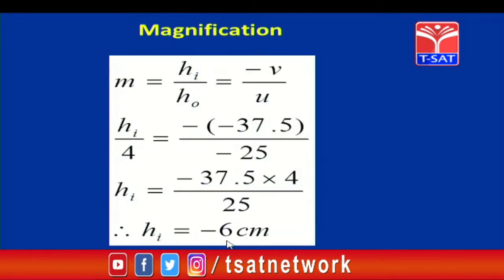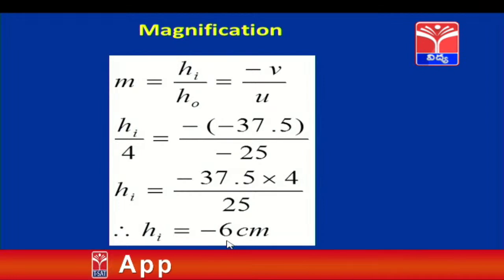So, children, the height of the object was 4 centimeters and the height of the image we got as 6 centimeters. What does the minus sign indicate here, children? Yes, the minus sign indicates it is an inverted image. And if you see, the image is enlarged compared to the object. 6 is greater than 4. So, compare these properties to the object placed between F and C. You will be able to tally all the values.